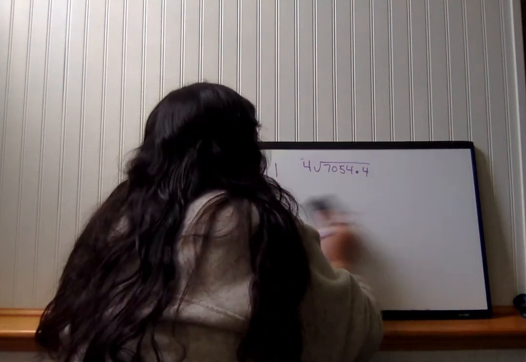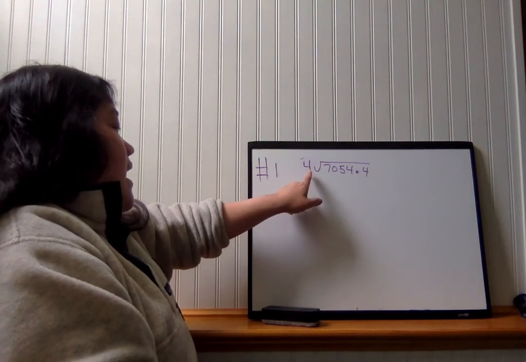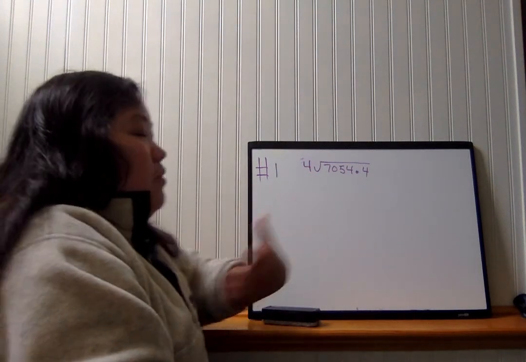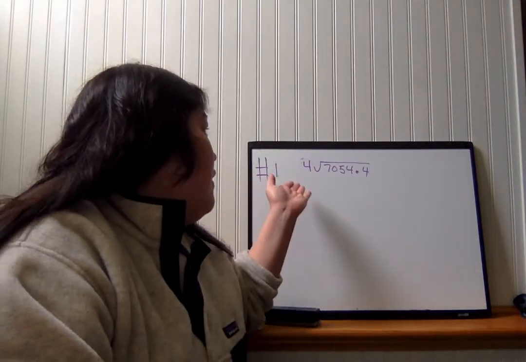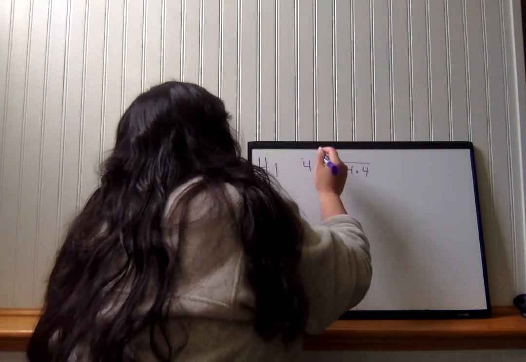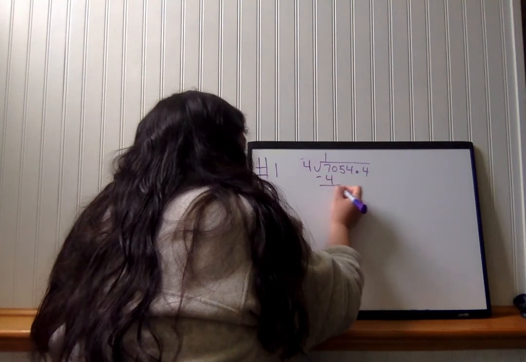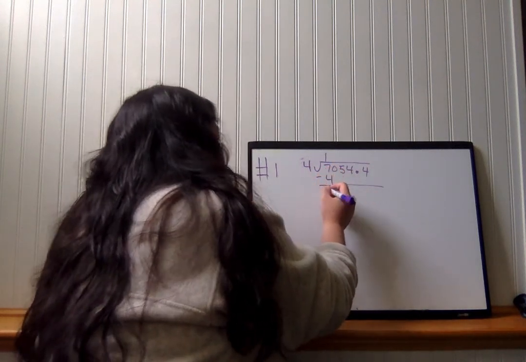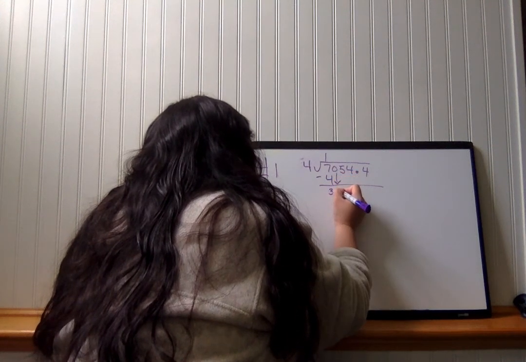All right. So I'm first going to start with our divisor 4, and I'm going to say, how many times can 4 go into 7? Well, I know that 4 times 2 gives me 8, so that's bigger than 7, so I know that 4 can only go into 7 one time. 1 times 4 is going to give me 4, and from here I'm going to subtract. So 7 minus 4 is going to give me 3, and I'm going to bring down this 0.